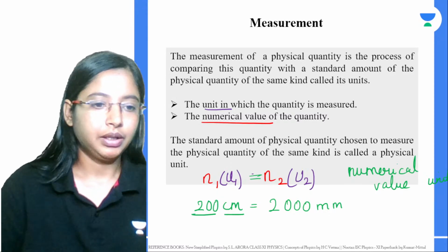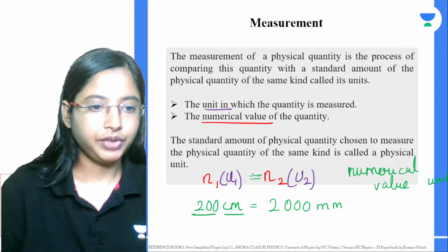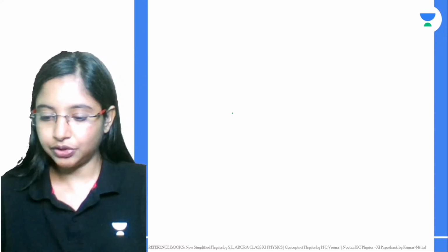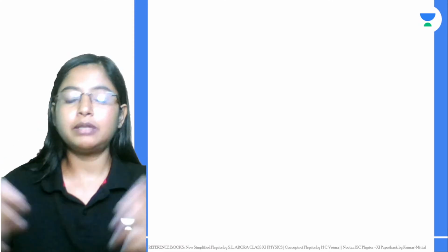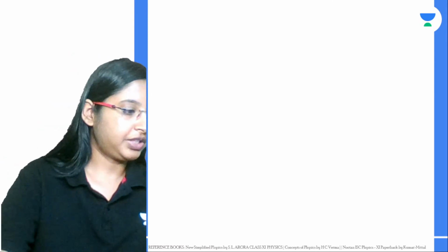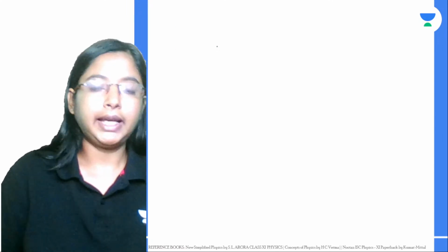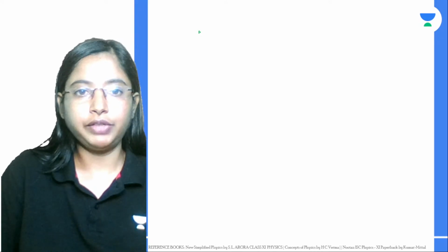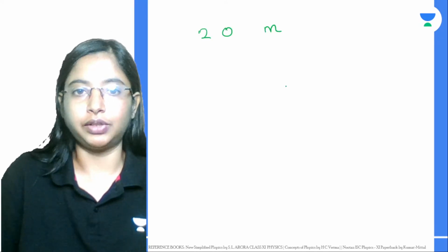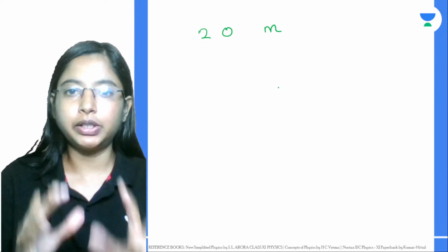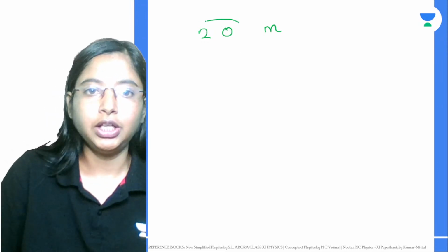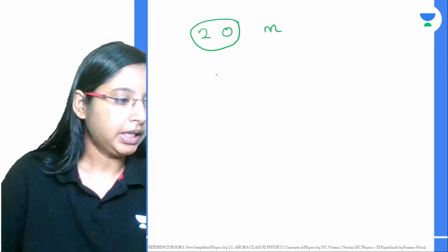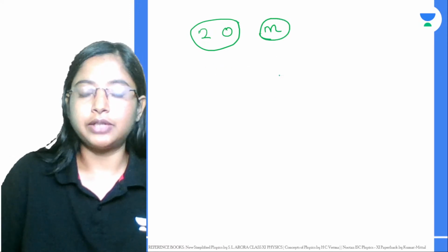Now, all of these physical quantities are measured in units. There are three different systems of units. One is your CGS. Coming back to this question, the length of the rod, let's take it as 20 meters. Any fundamental or derived physical quantity that you see will have a numerical value, and you will see a unit associated with that value.